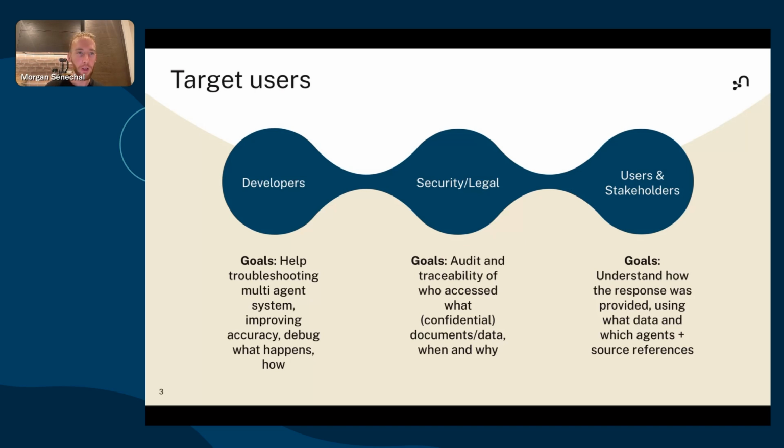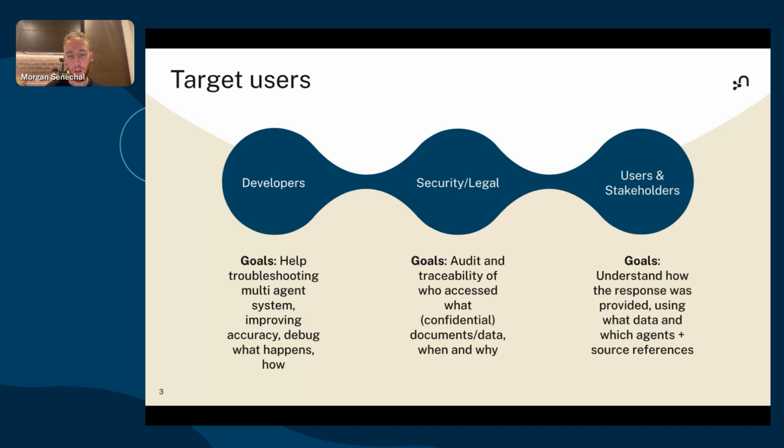For the audience, as you can see, this framework is for three key personas: the developers, the security and legal team, and then the user stakeholders, right? On the left, you have the developers. What this framework is going to try to help improve in multi-agentic systems is how you can troubleshoot, how you can debug your accuracy and your response, what happens when you ask a question, how the data is being retrieved, and all that. So basically the traceability, logging, and monitoring of your application. That's something for the developers on this call.